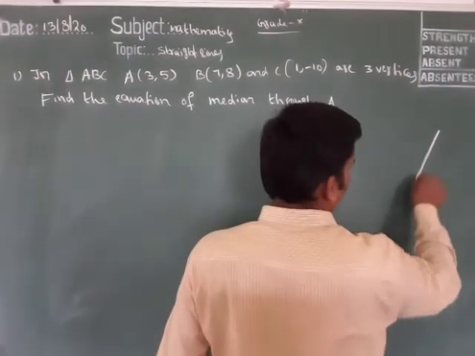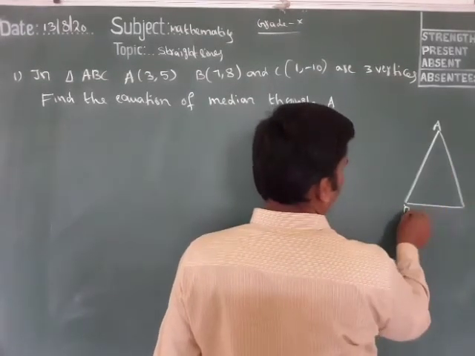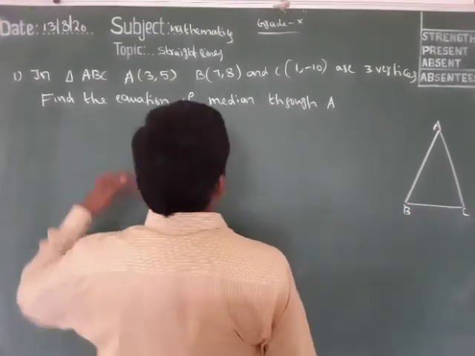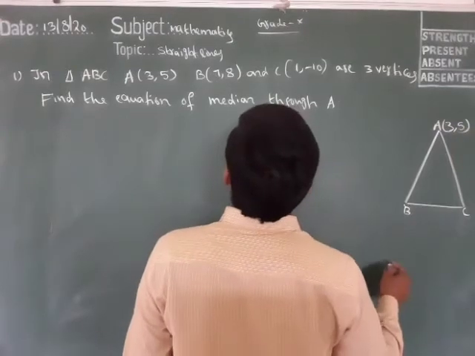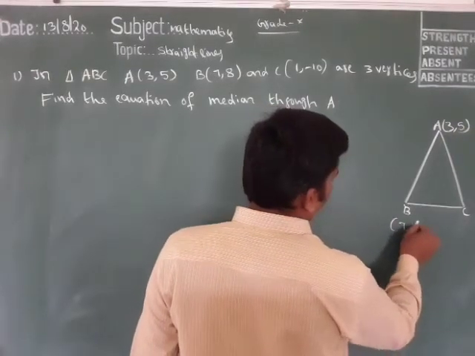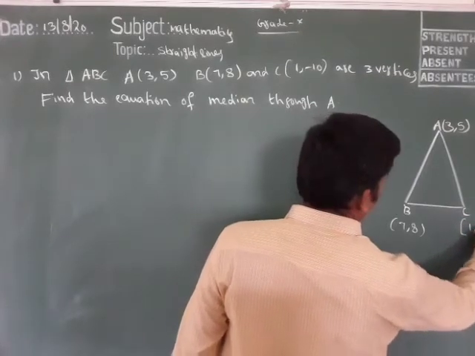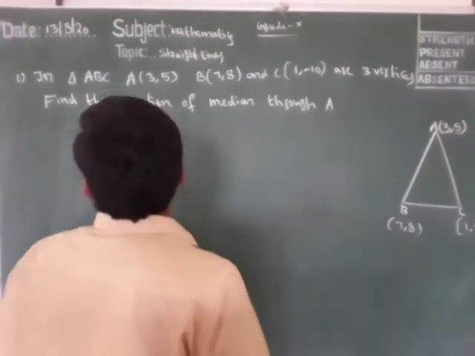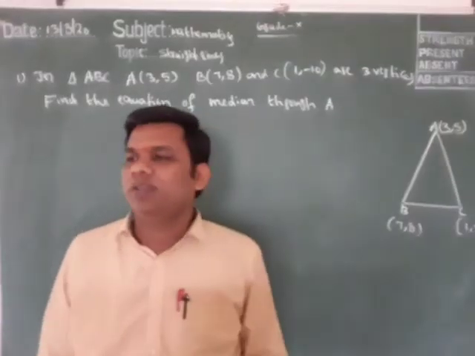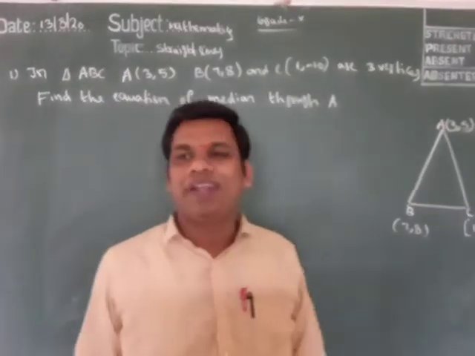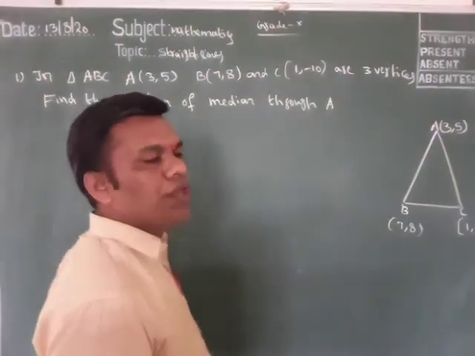Triangle ABC. A they give (3, 5), B they give (7, 8), and C they give (1, -10). So in triangle ABC, A (3, 5), B (7, 8), C (1, -10) are three vertices, and they are asking to find the equation of the median through A.